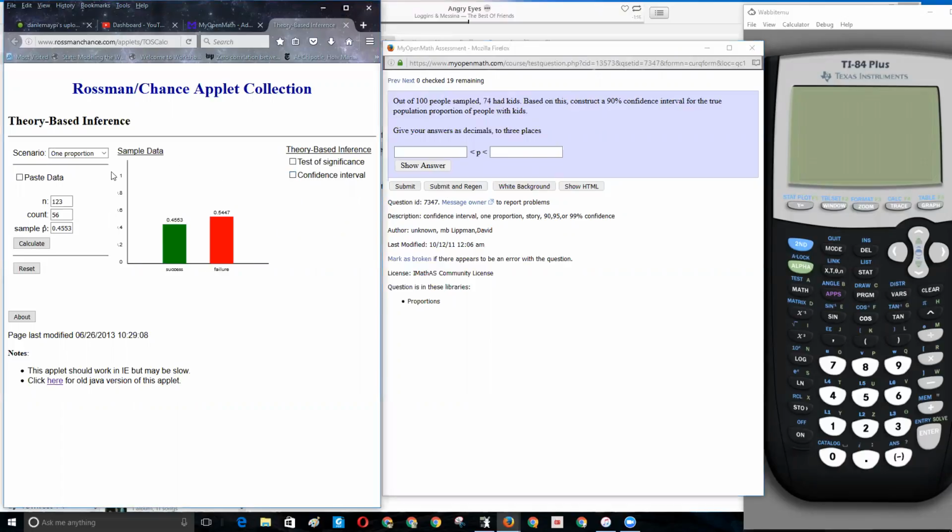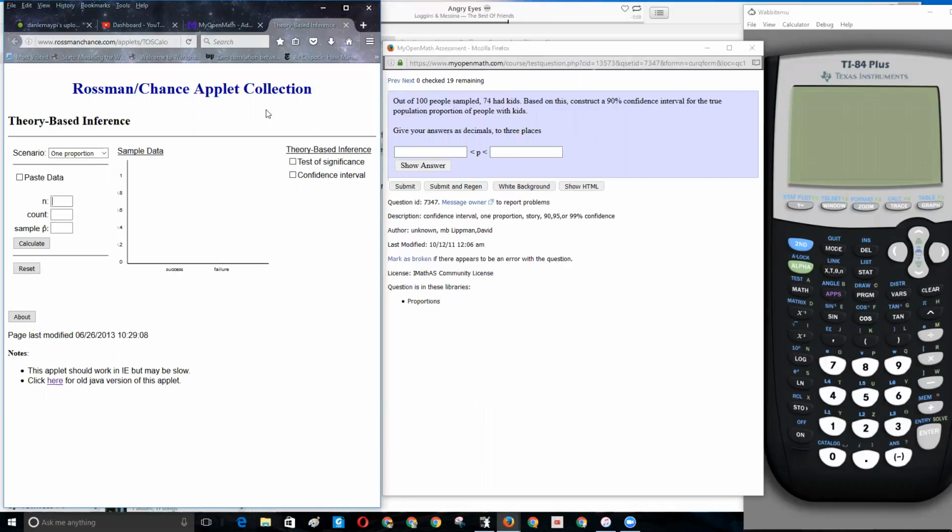Here, let me go back to the original. Actually, let me refresh it. So I'm going to select one proportion because this is about proportions. I have one of them. In a couple weeks, we're going to go to two proportions. Actually, I think it's the week after the exam. So it is a couple weeks.